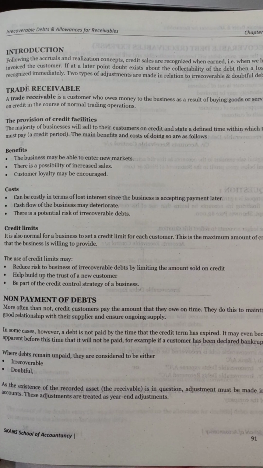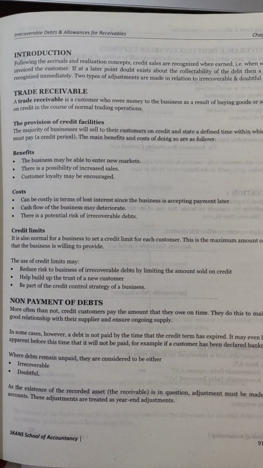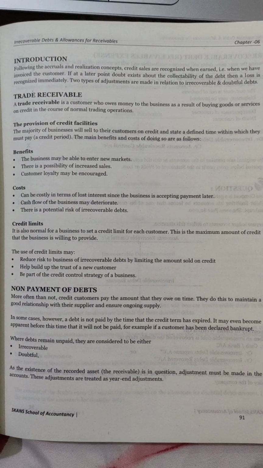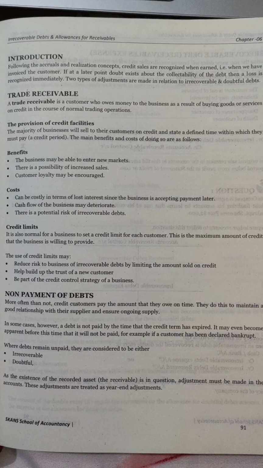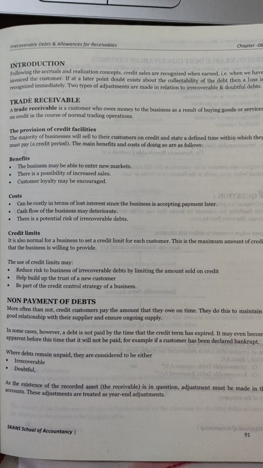Two types of adjustments are made in relation to irrecoverable debts. Trade receivable. A trade receivable is a customer who owes money to the business as a result of buying goods or services on credit in the course of normal trading operations. The provision of credit facilities.